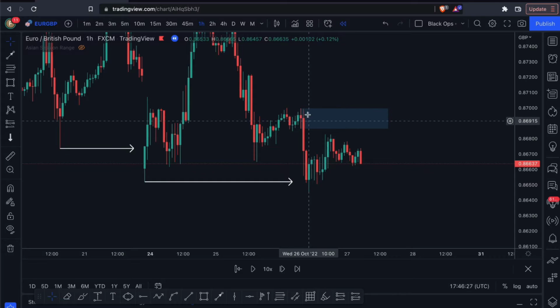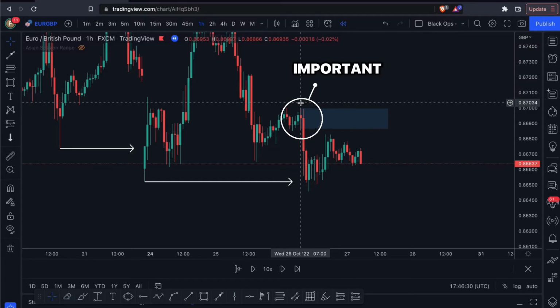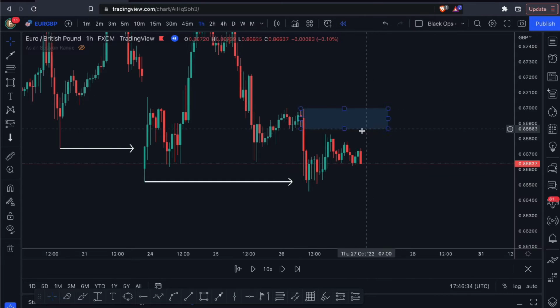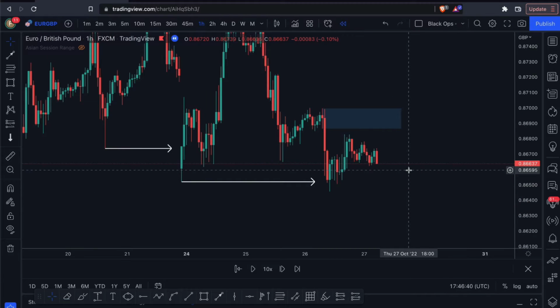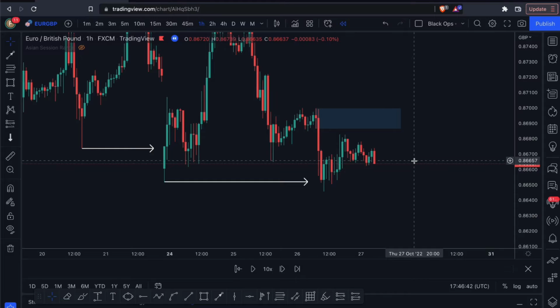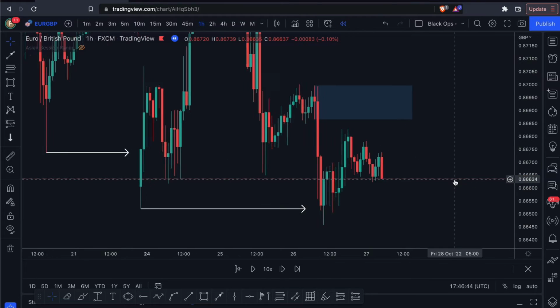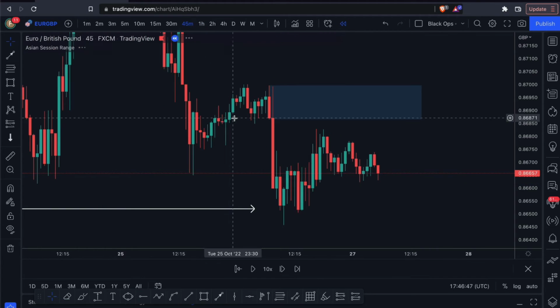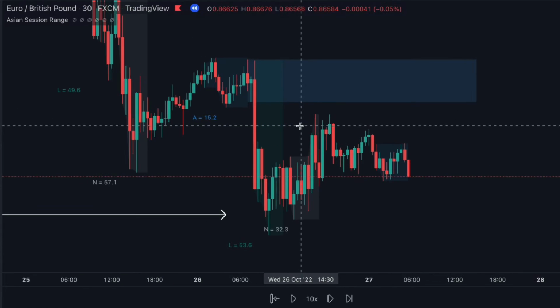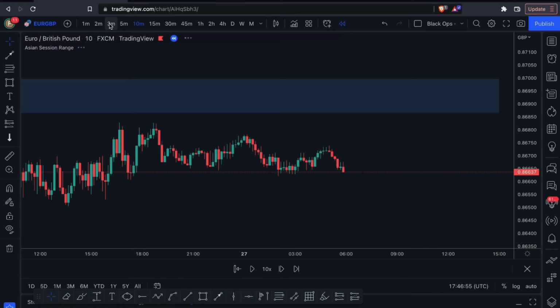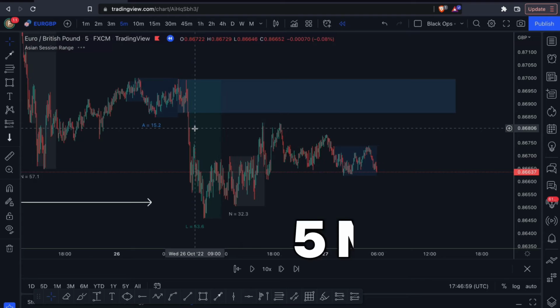So now that we know that this supply area is very important, and we can understand that price is likely to react from here and move to the downside, and now we have a good foundational understanding that price is going to continue down, so we can start to look for trades within this supply area. Dropping down a time frame, what can we see? We can see that this area is still a very valid supply area, and then we are coming down to the lower time frames. Look at the 5 minute.